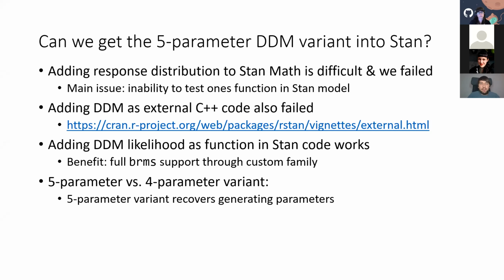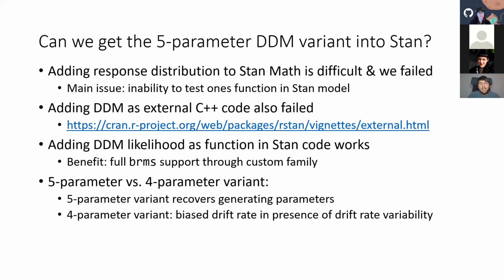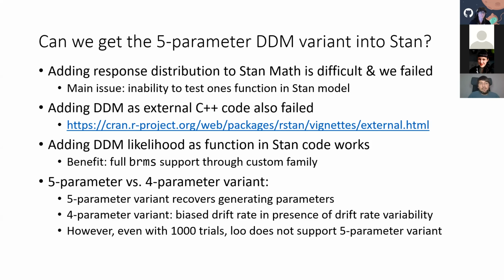If we compare the 5 parameter to the 4 parameter variant, the 5 parameter variant recovers the generating parameters quite well if you have enough data points. Applying the 4 parameter variant to the generated data from the 5 parameter model leads to biased drift rates in the presence of drift rate variability. However, even with 1000 trials, Lua does not support the 5 parameter variant. It's kind of difficult to get support there.